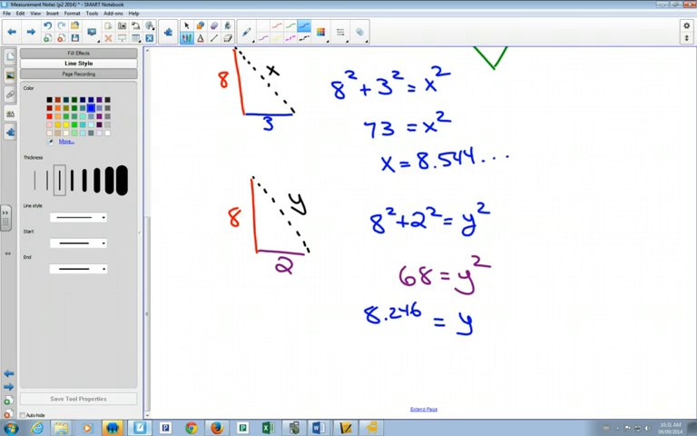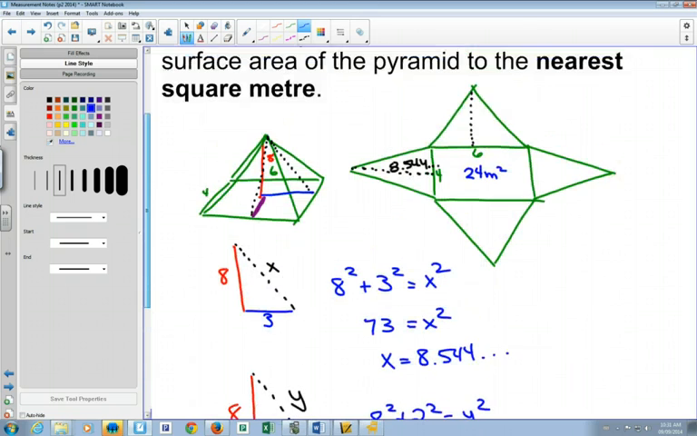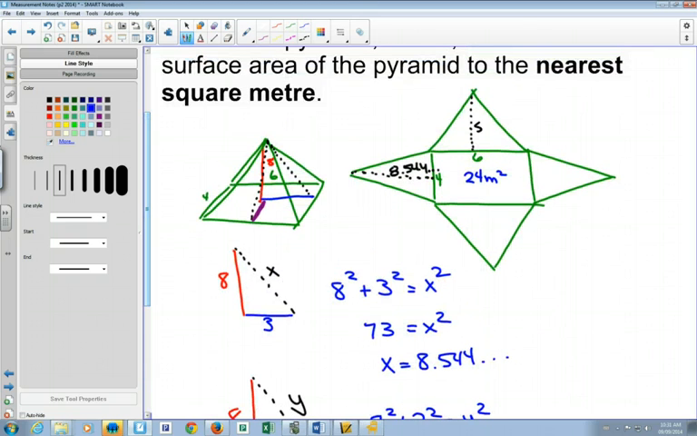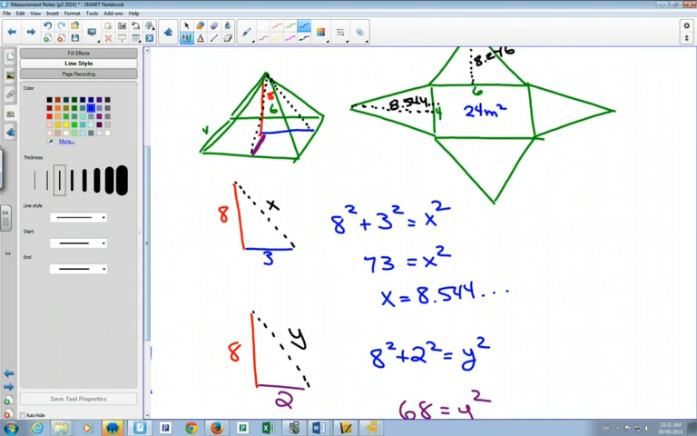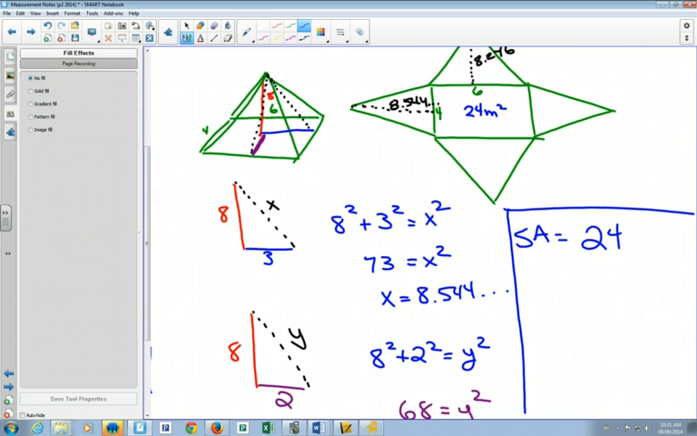Go back to my diagram just so that I have an idea of what I've been doing. I just figured out this dotted line, 8.246. So now my total surface area is going to equal my base, which was 24. We already figured that out, right?